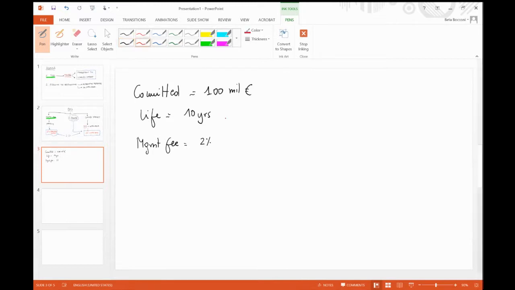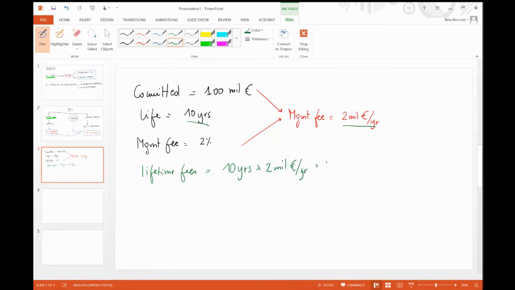First of all, you can imagine that every year you will pay a management fee of 2% times 100 million. So you have 2 million euros per year. But considering that you have a fund life of 10 years, during the whole life of the vehicle, what is called lifetime fees, you are going to pay to the general partners 10 years times 2 million per year, or 20 million.